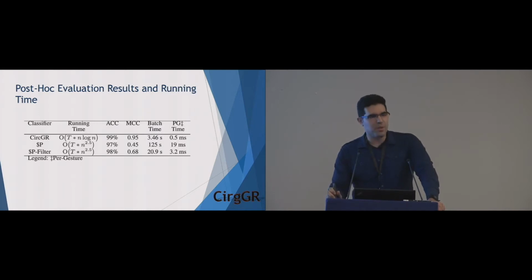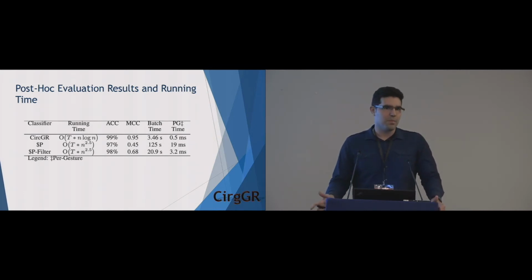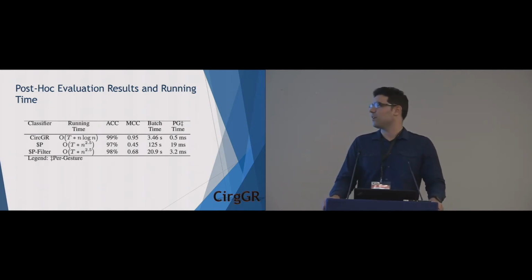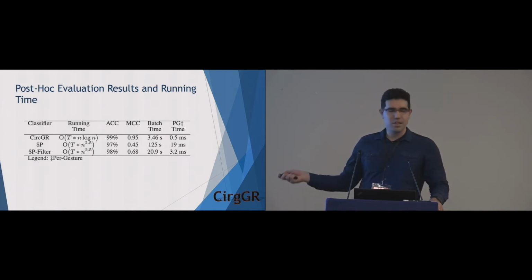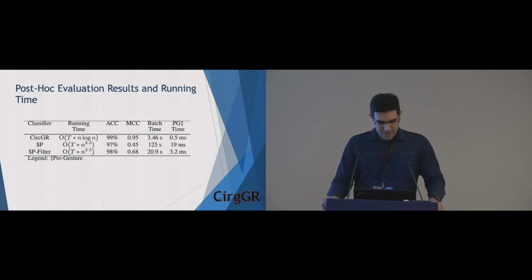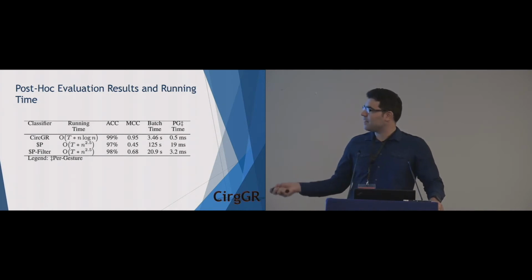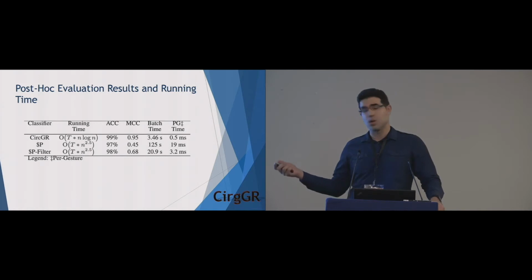All right. After the experiment, we decided to do a post-hoc evaluation over the data captured in the experiment and compare it to $P, which is another very popular part of the dollar family of classifiers. Since it was an inspiration for this classifier, we wanted to compare it not only on metrics, but on the amount of time it took to classify all 12,000 gestures and the average time to classify per gesture. As we can see, CircGR has a significantly higher rate of accuracy and MCC. These numbers are actually statistically significant. Even though they're close, they're different.